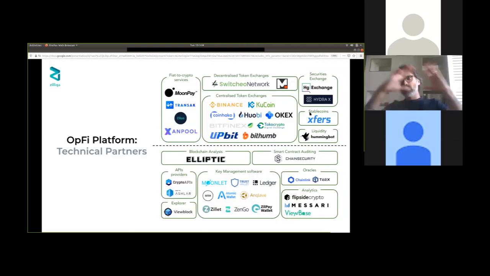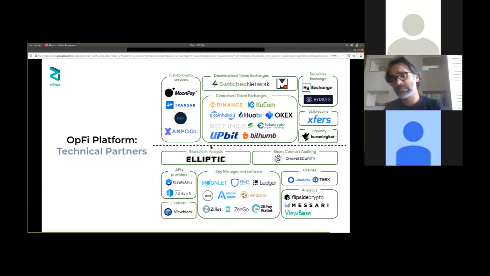So here's a very quick overview of what the current ecosystem looks like. On the top left we have a big chunk of fiat to crypto on-ramp providers. We are building some decentralized exchanges as well. Switcheo Network is a decentralized exchange, something very similar to Uniswap if you're familiar with this exchange on Ethereum. And for example, Mintable, which is a decentralized marketplace for NFTs, so non-fungible tokens. I talked about Security Exchange and GX earlier, and Xfers as a stablecoin.